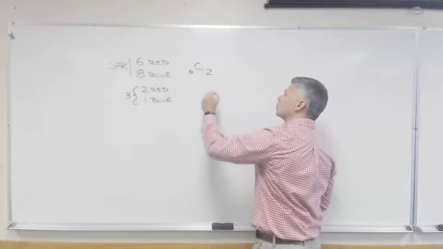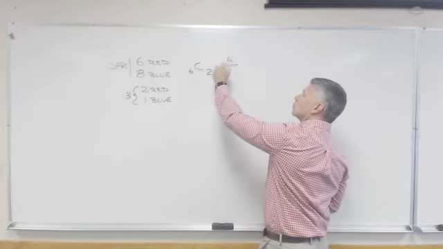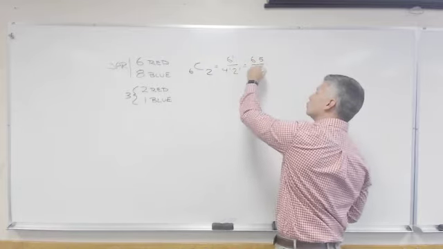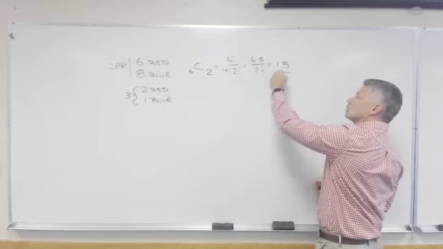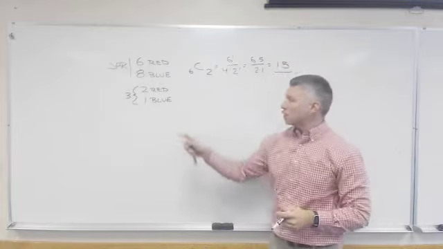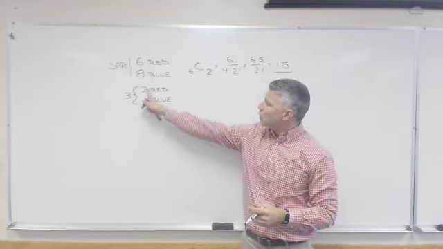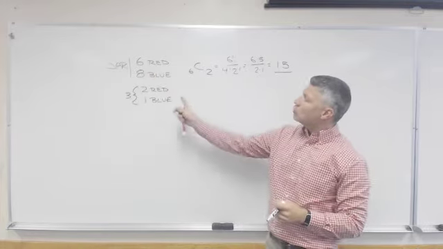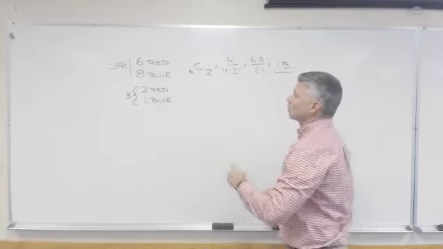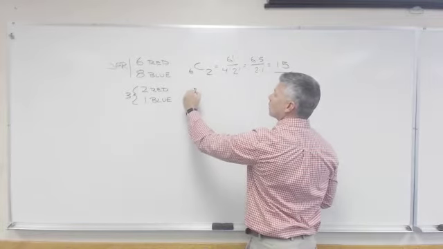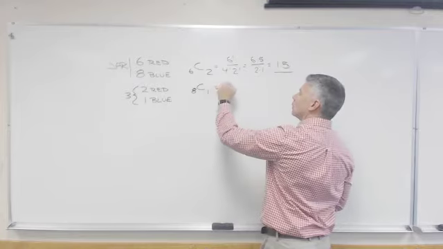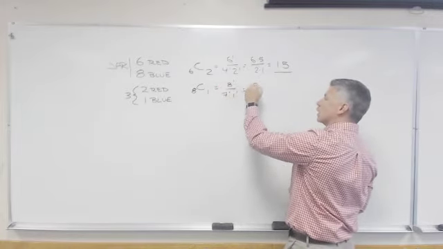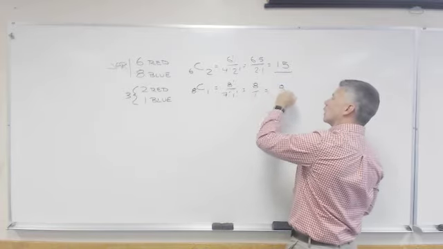6 choose 2. 6 factorial over 4 factorial, 2 factorial. Well, that's 6 times 5 over 2 times 1. So there's 15 ways that I can choose 2 reds out of 6 reds. Good start. Probably need to do that for the blues. That means 8 choose 1. 8 factorial over 7 factorial, 1 factorial. That's just 8 over 1, or 8.